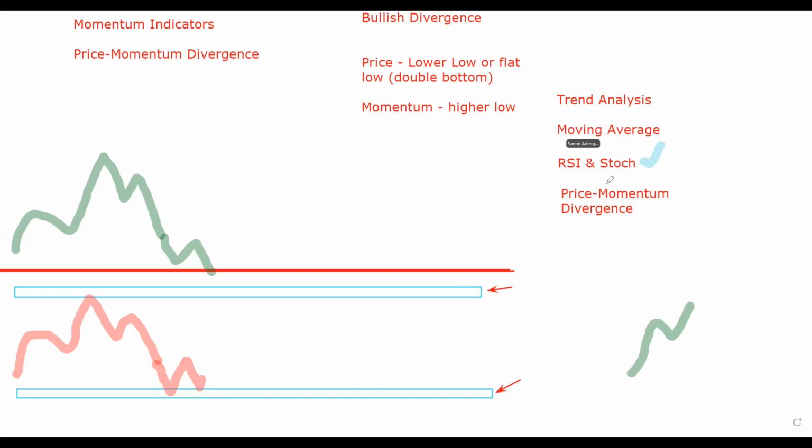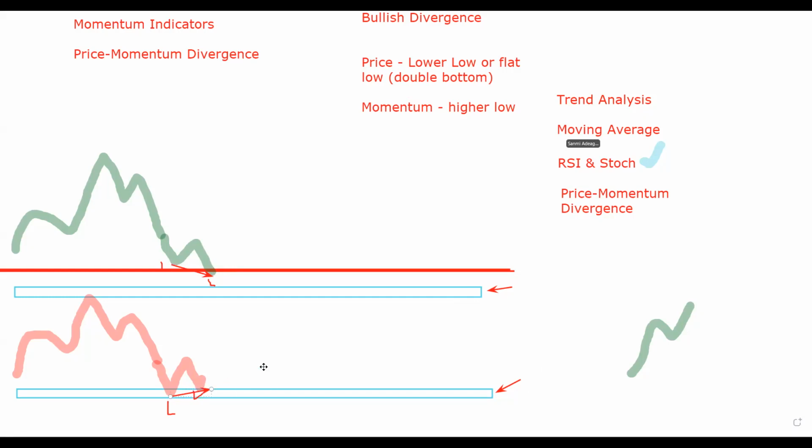Okay, now price gives us what? A lower low. This is a low and a low. This one is lower than this one, but on the momentum this is a low and a low, and this one is higher than this one. Can you see that? That is a bullish divergence. So when you connect the two lows on the price, it's sloping downwards, but when you connect the two lows on the momentum, that's sloping upwards.